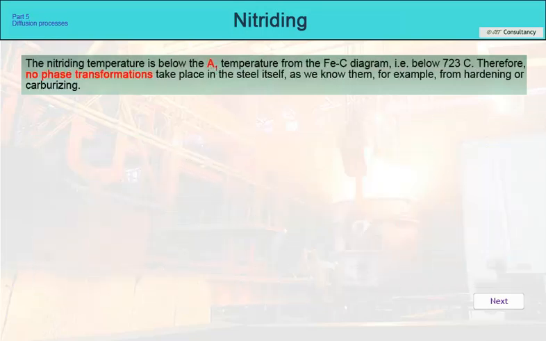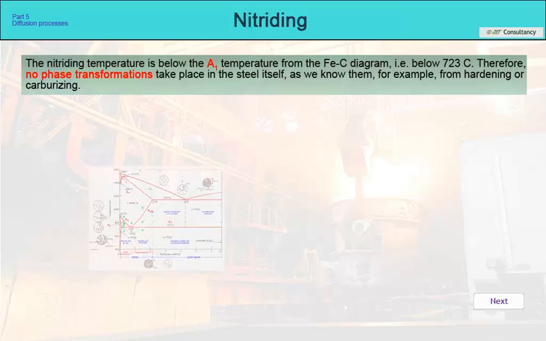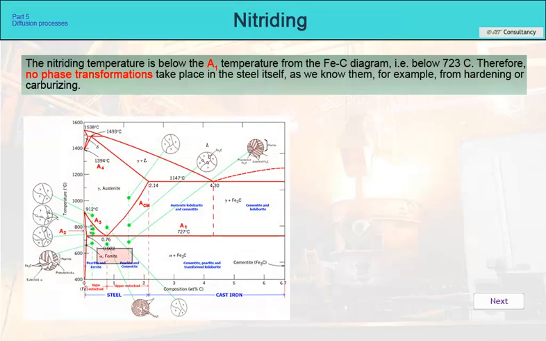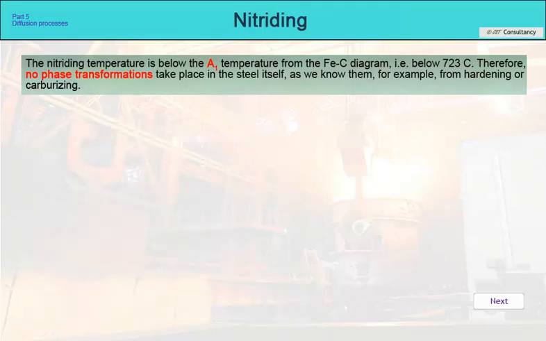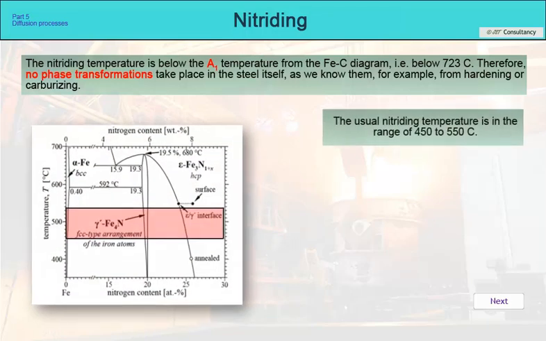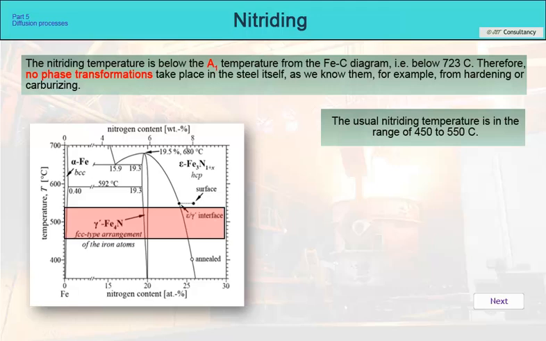The advantage of nitriding is that it is performed at low temperatures below the temperature A1 from the iron-iron carbide diagram. Thus, there are no phase transformations in the steel itself as we know them, for example from hardening or carburizing. The usual nitriding temperature is in the range of 450 to 550 degrees Celsius.